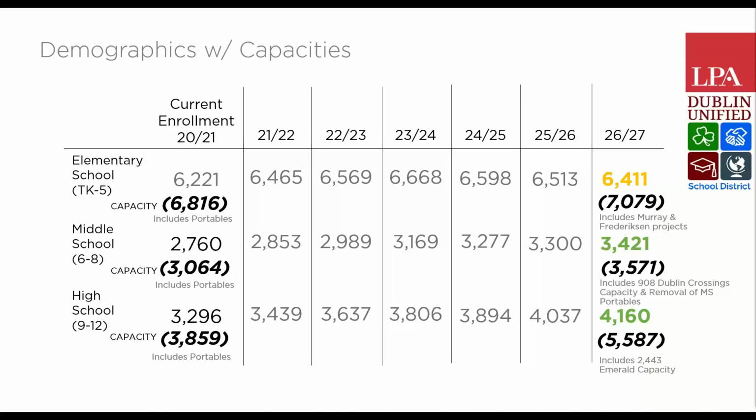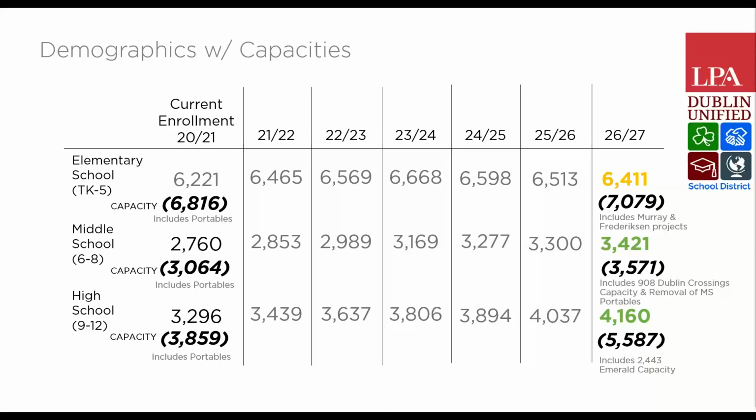So in terms of current enrollment, and all these numbers are including portables currently on campus. Right now, as it stands, the capacity for elementary school is about 6,800 compared to the 6,200 enrollment. Middle school is about 3,000. And then high school is about 3,900.